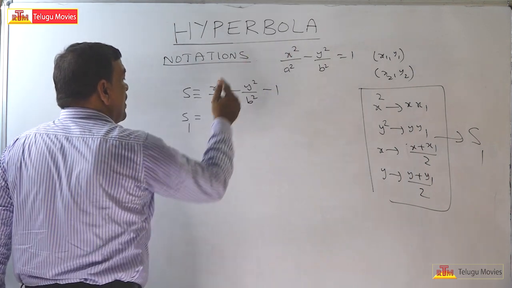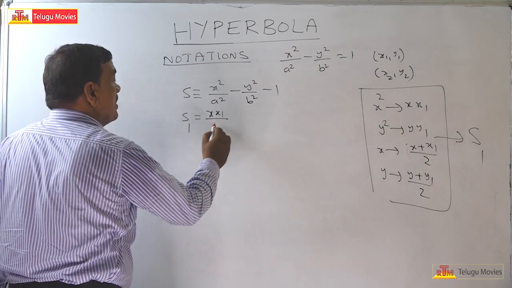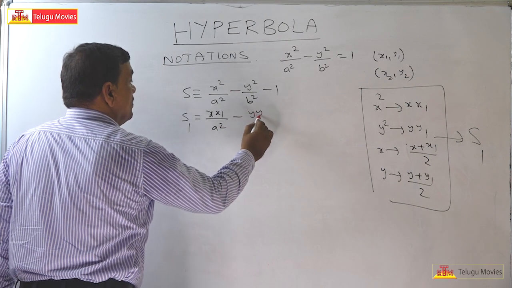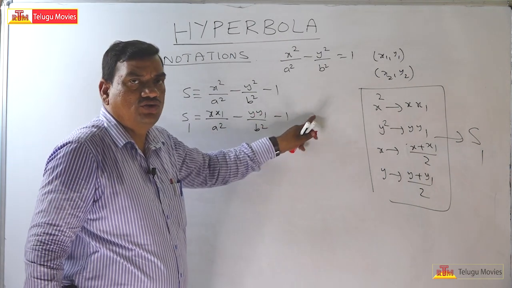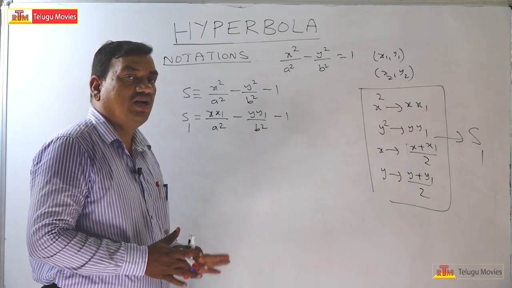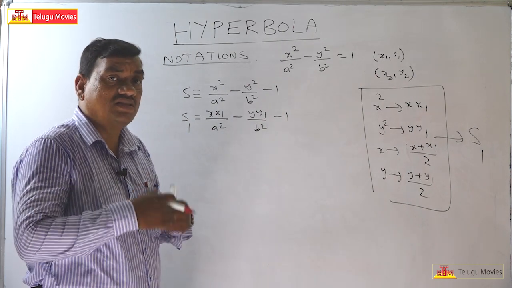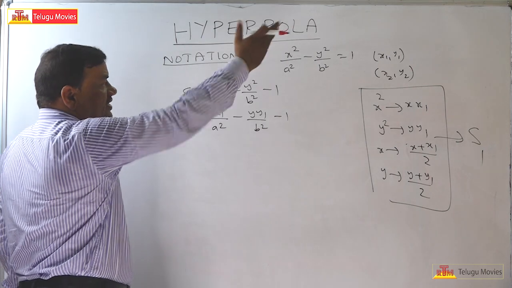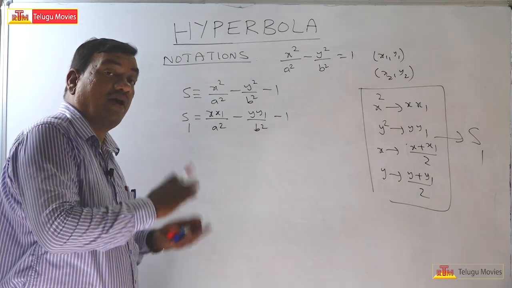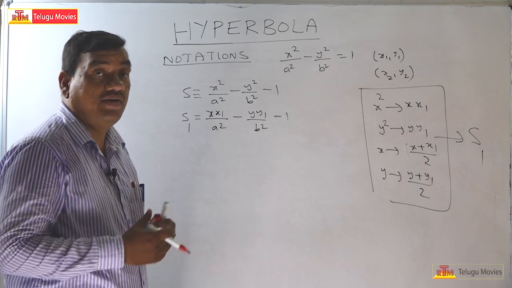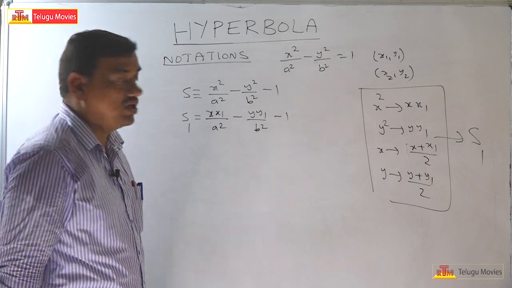So here x square is there, that's why x1 upon a square minus y1 upon b square minus 1. Don't write is equal to 0. I am not writing is equal to 0. I am just telling what S1 is. Similarly, where x1, y1 is any point, afterwards we will tell what that point is, whether it may be on the curve, may not be on the curve, or interior of the curve or exterior of the curve.